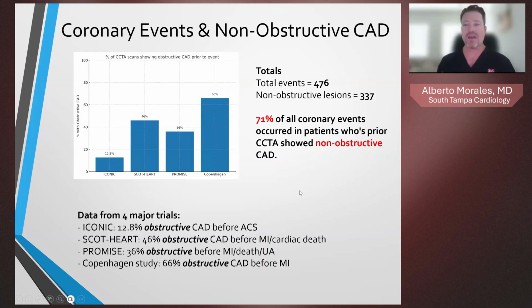And as far as non-obstructive plaques, what is significant about them? This is data from 4 major trials: Iconic, Scott-Heart, Promise, Copenhagen. And they're looking at culprit lesions. Of the 476 lesions that caused a heart attack, they looked at what their characteristics were. And over 71% of them were non-obstructive. These are lesions that are less than 50%.